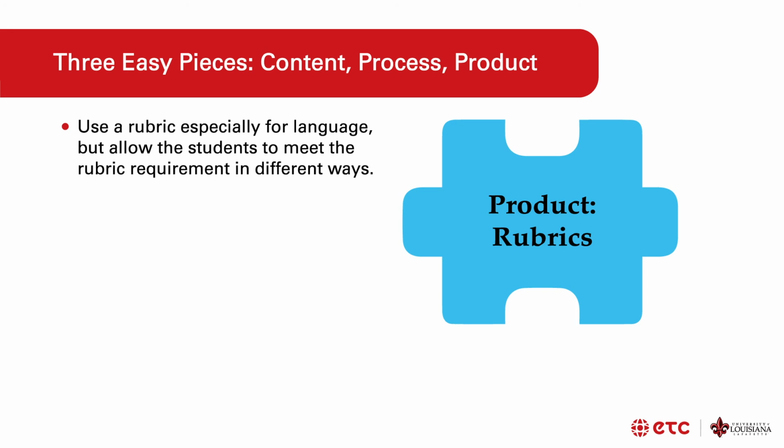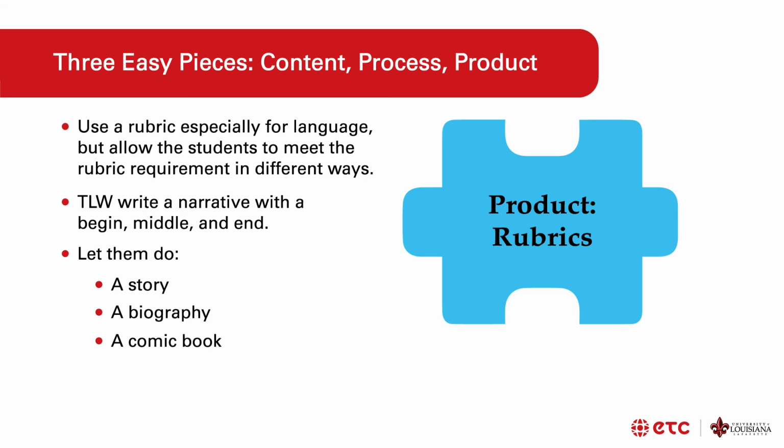So if your objective is the learner will write a narrative with a beginning, a middle, and an end, then you could let them do a story, you could let them do a biography, you could let them do a comic book. And then you grade their work according to a rubric that ensures that they have a beginning, a middle, and end, and whatever other elements you're looking at. So those are my 3 easy pieces for content, process, and product.